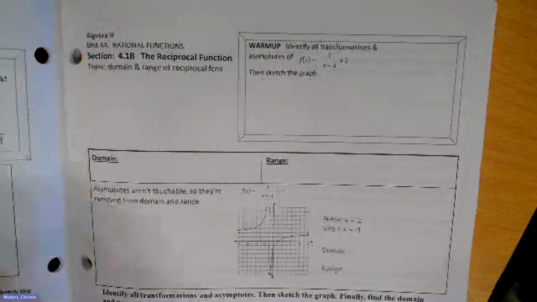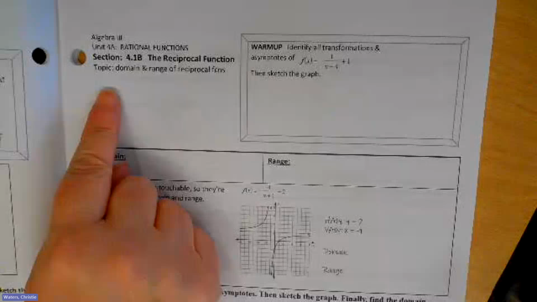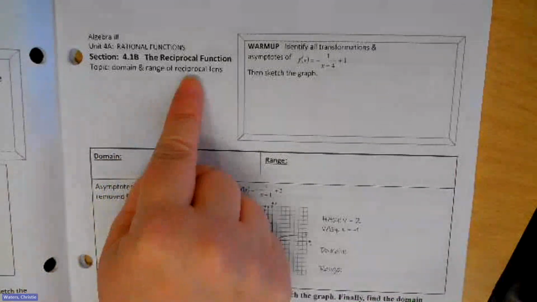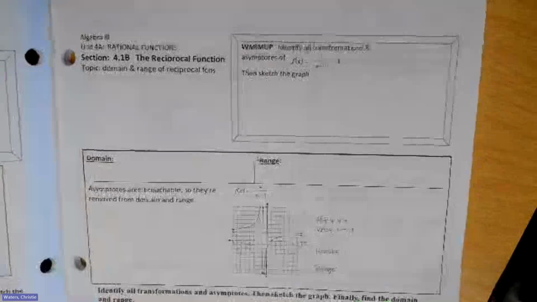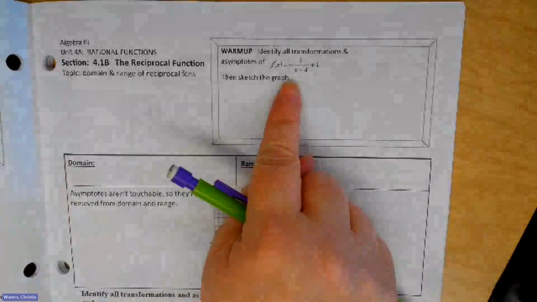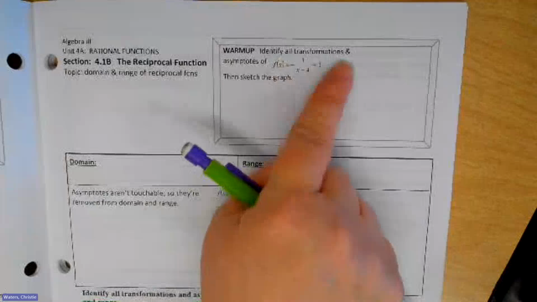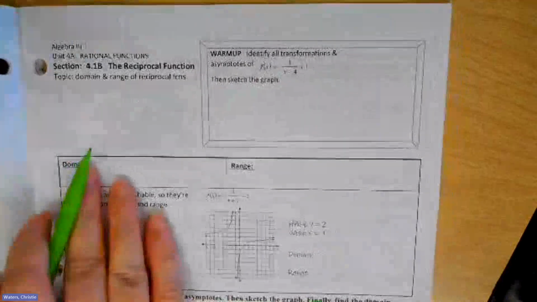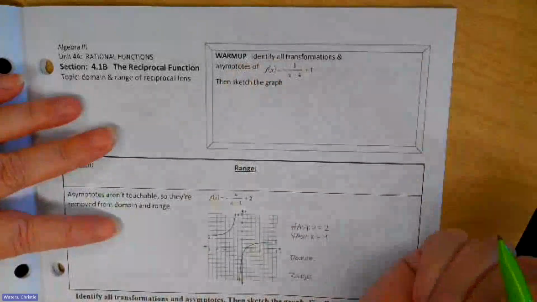All right, so this is lesson 4.1b. In this lesson, we are finding domain and range of reciprocal functions. Your warm-up is right here. Sketch a graph of this reciprocal function and also identify the transformations and the asymptotes. So before we get going, I'll go ahead and do the transformations and asymptotes.